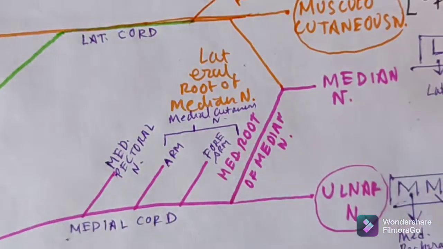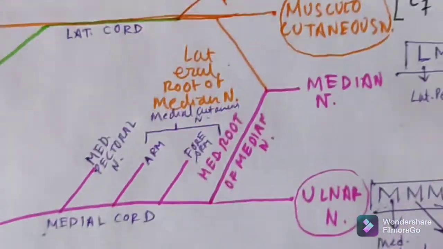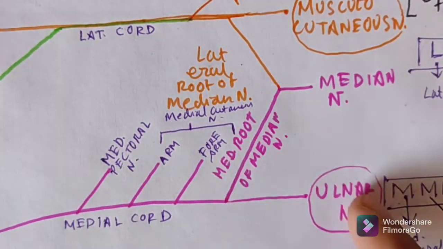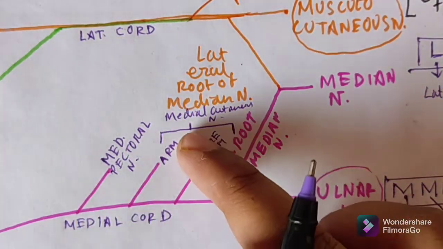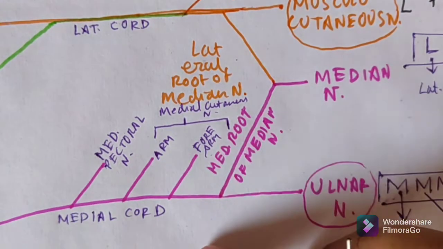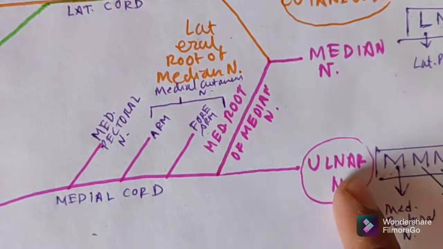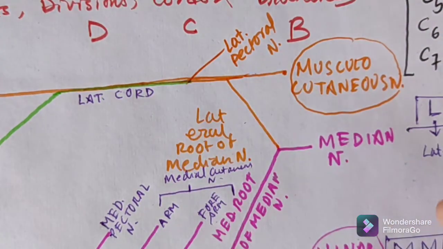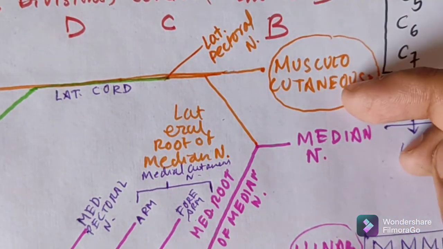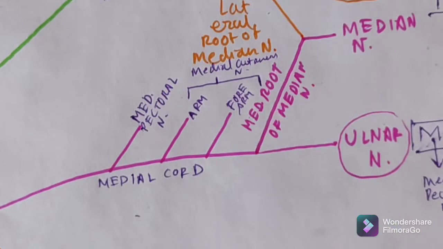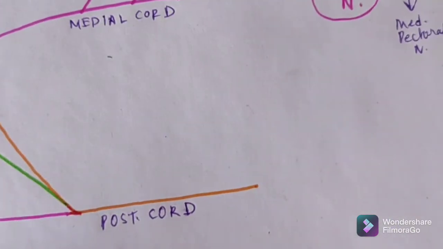I have zoomed in the camera to make this more clear. See, so this is the medial cord and it has 5 branches: the medial pectoral nerve, the medial cutaneous nerve of arm, the medial cutaneous nerve of forearm, the medial root of median nerve, and the ulnar nerve. Okay. And similarly, lateral cord had 3 branches: the lateral pectoral nerve, the musculocutaneous nerve, okay, and the lateral root of median nerve.